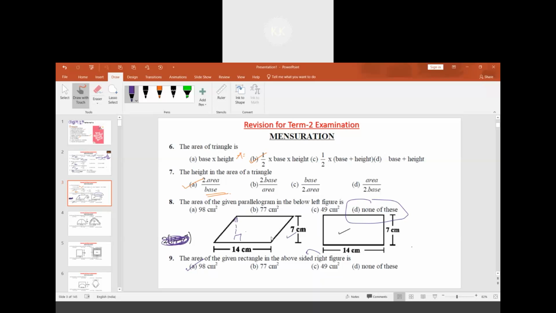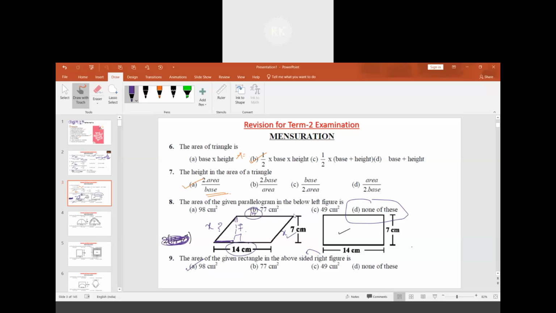To find the perimeter, you require this side. We don't know this length. If this length was known, this base is known, you can use Pythagoras theorem and find the hypotenuse. If the length is known, then both sides will be the same. These two are 14. This is some x, this also is x. This x value is not known.